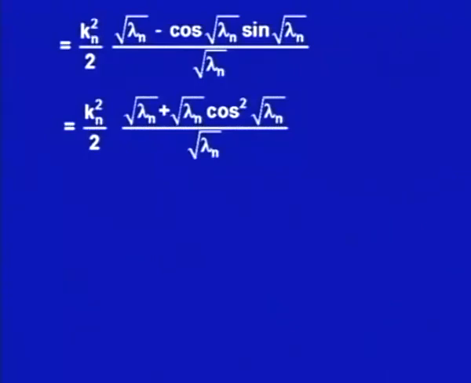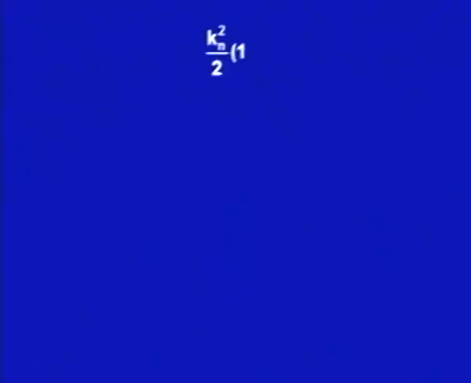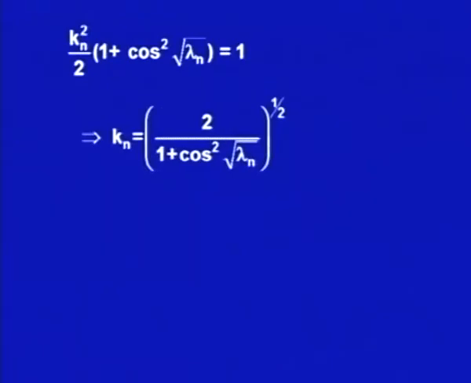Why? Since we do know that the λn's satisfy the equation sin √λn + √λn cos √λn = 0, substituting sin √λn as −√λn cos √λn, we do get kn²/2 into (1 + cos² √λn). Now, we want that this has to be equal to 1. This says my kn² must be equal to 2 upon (1 + cos² √λn), and kn is the whole square root.